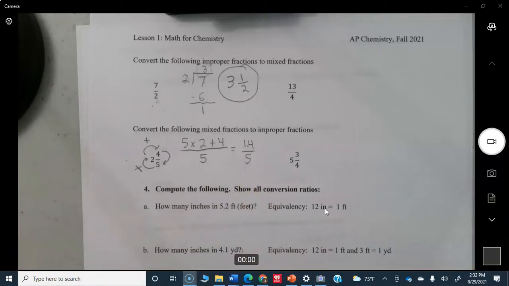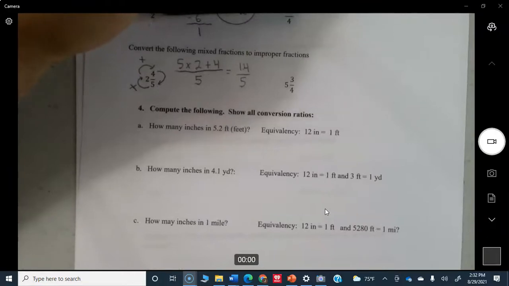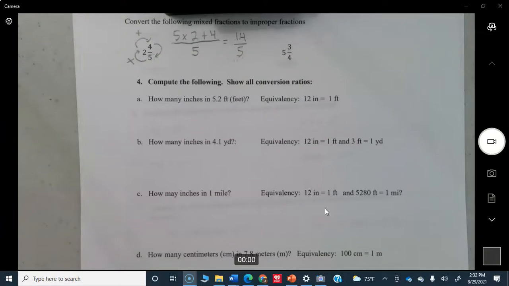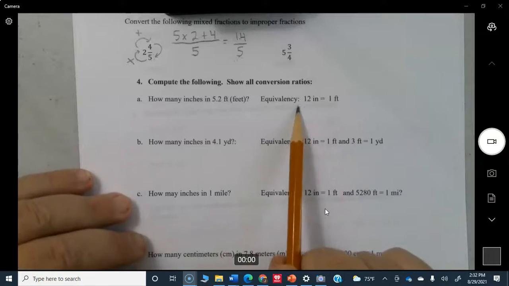That's a proper fraction. Okay, now we're going to do some unit conversion problems. Okay, and this is going to be really one of the centerpieces of this class. You want to get good at these as quickly as possible. Okay, so these don't have anything to do with chemistry. So we're asking how many inches in 5.2 feet.